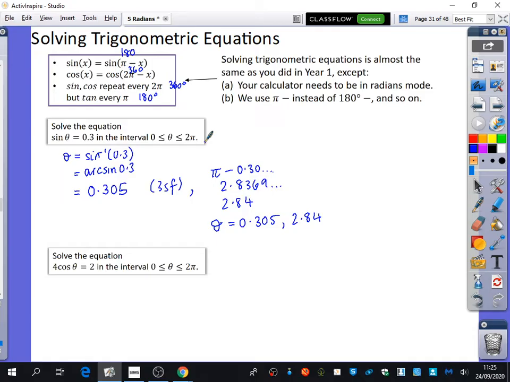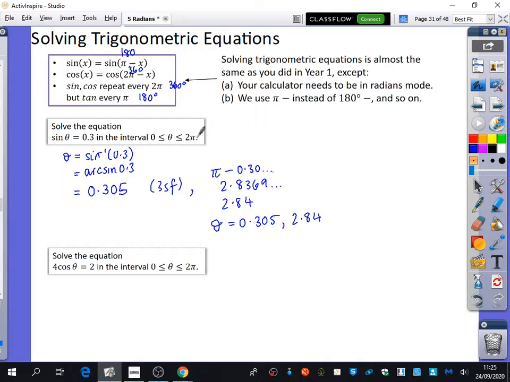The way that you could possibly find other solutions, and I'm pointing this out to people who maybe didn't see this topic before, is because sine and cos repeat every 2 pi, you can add 2 pi to this, and it would still be a solution, but it would be bigger than 2 pi.